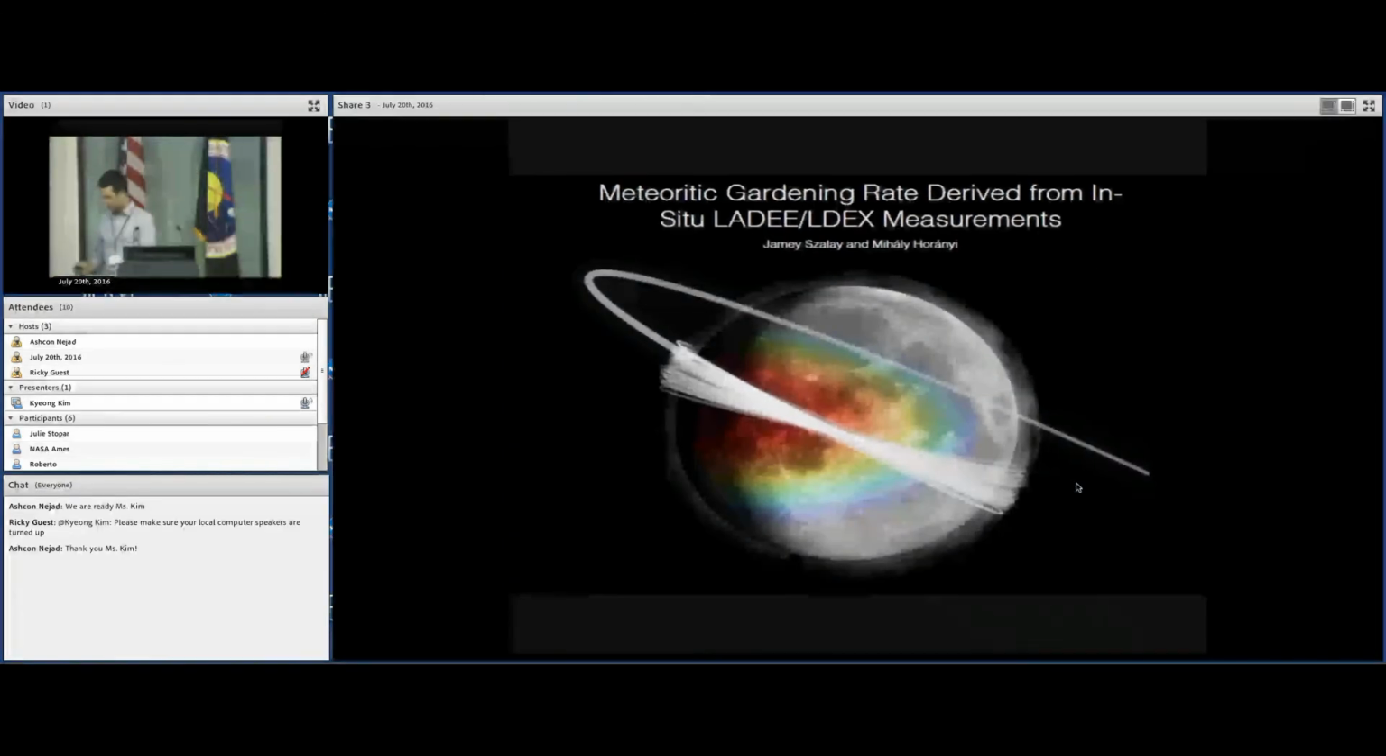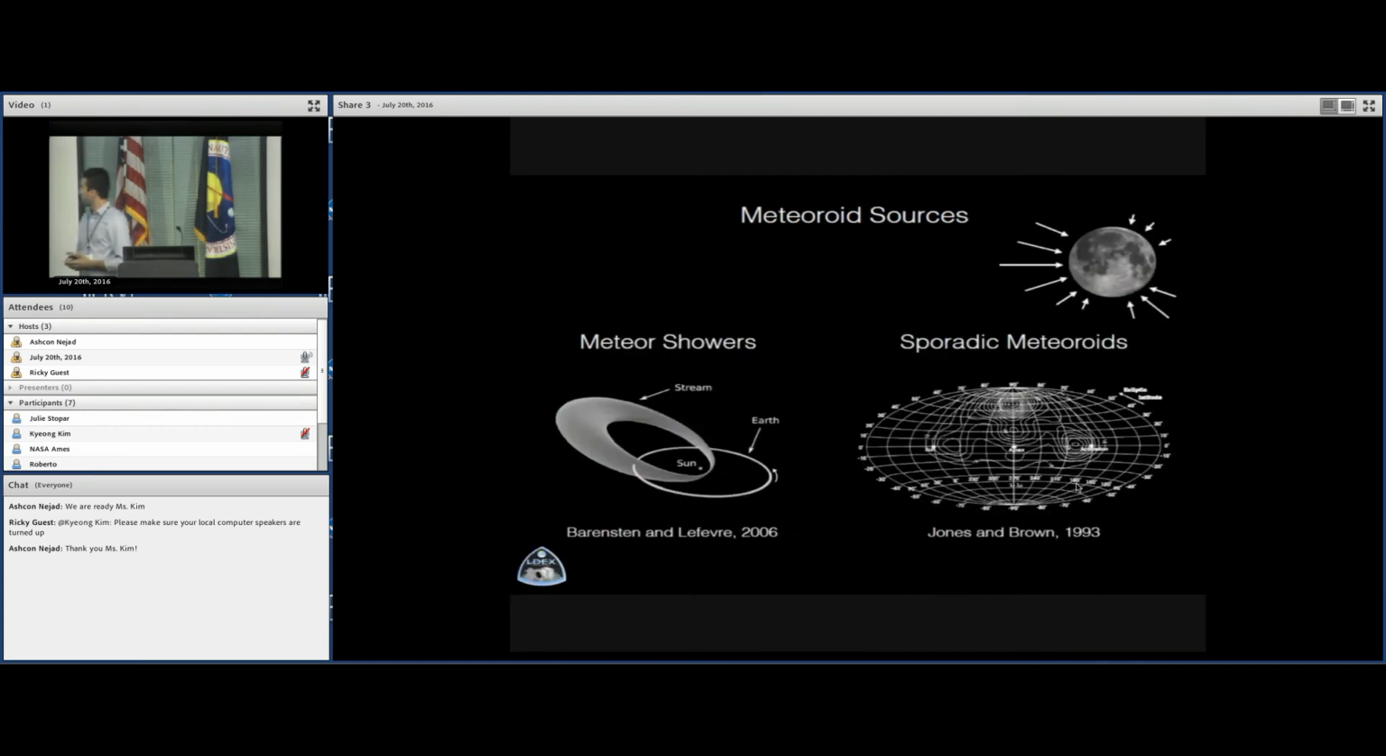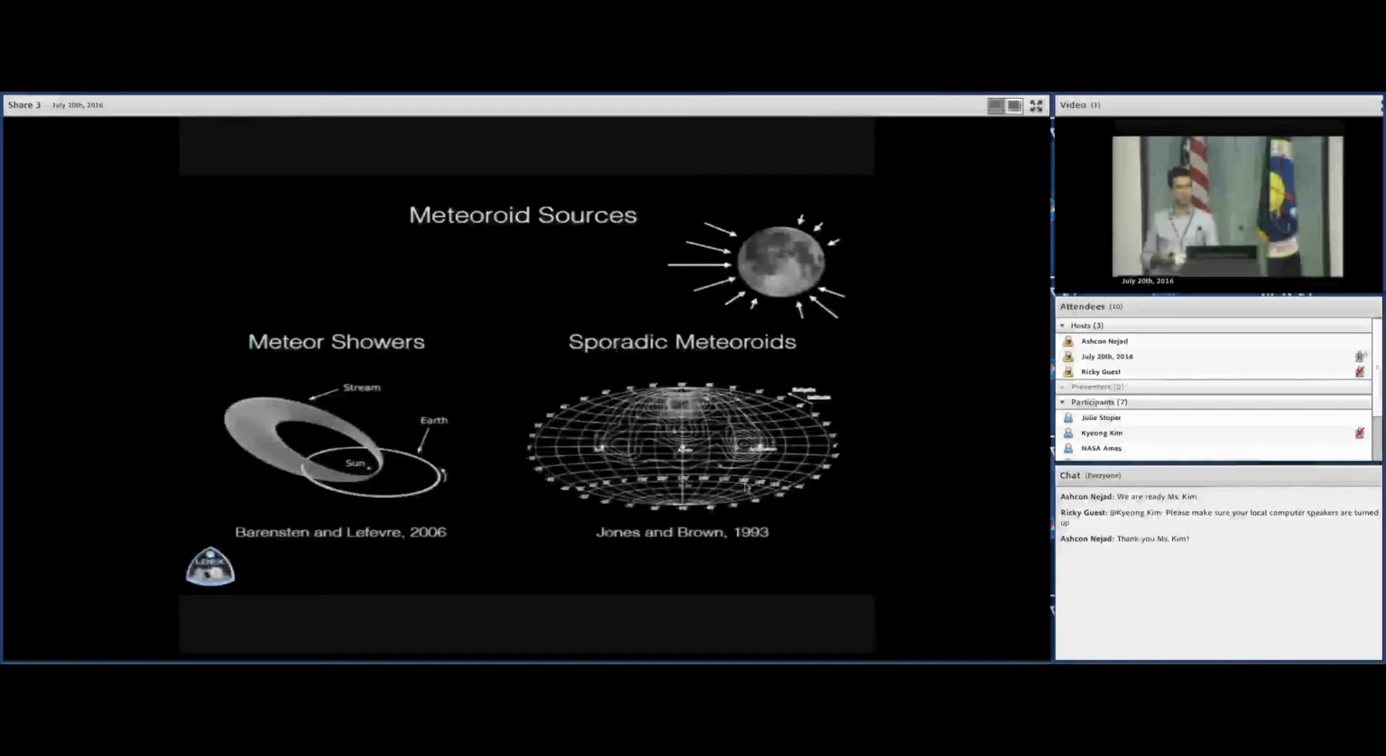All right, so today I'm going to be talking about meteoritic gardening and the amount of dust that we measured raining back onto the lunar surface using the data from the LADEE mission. We're able to make measurements at the moon of the dust cloud because the moon's being continually bombarded by micrometeoroids.